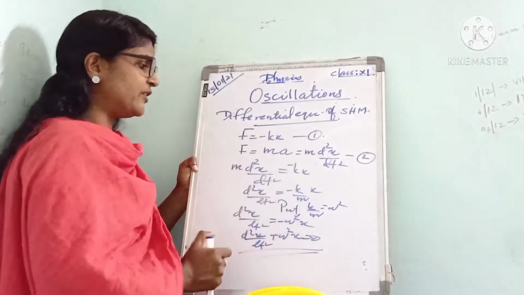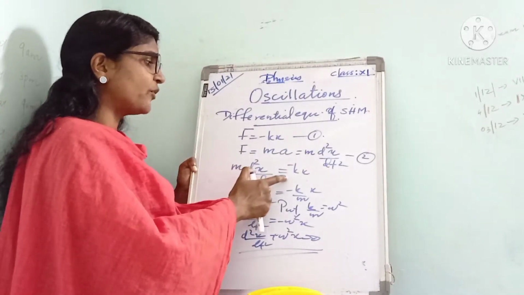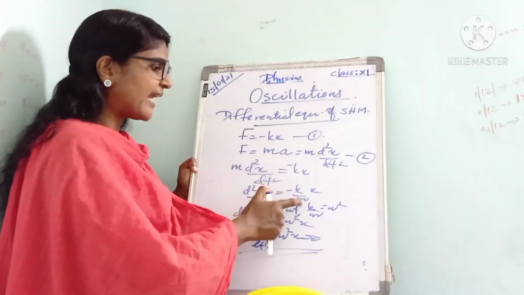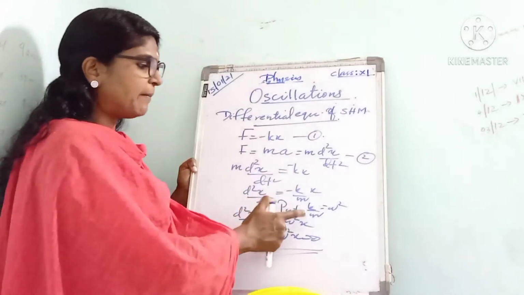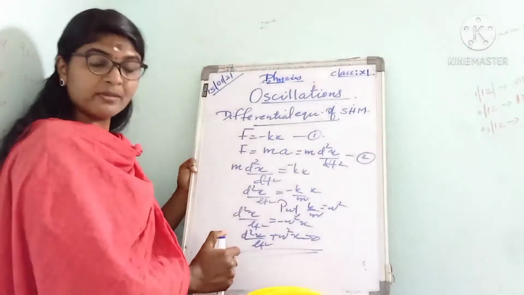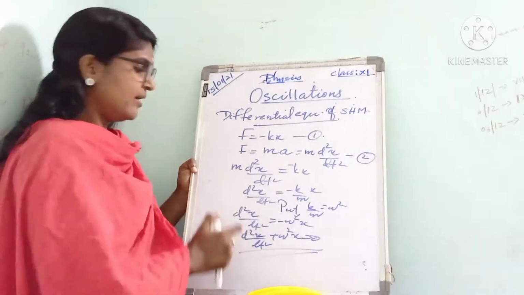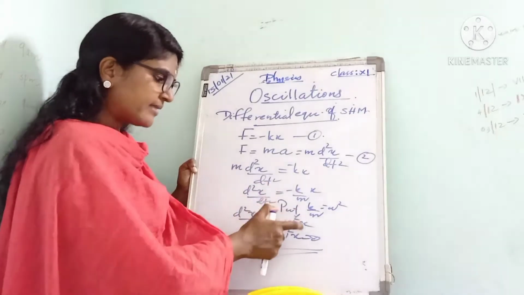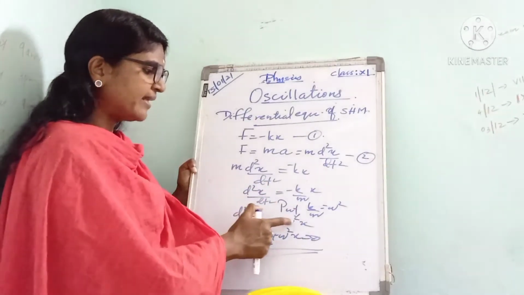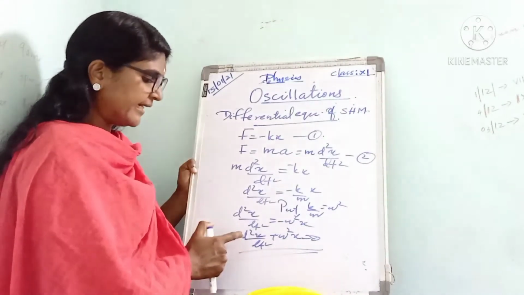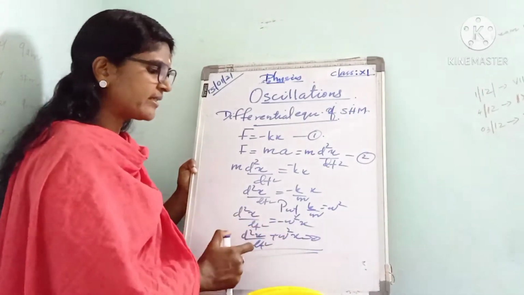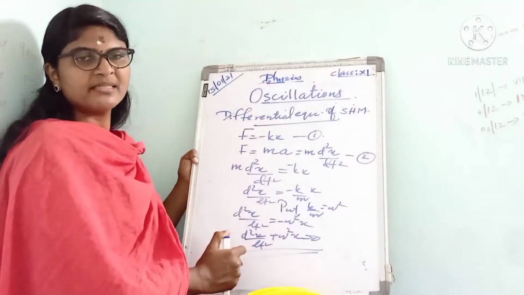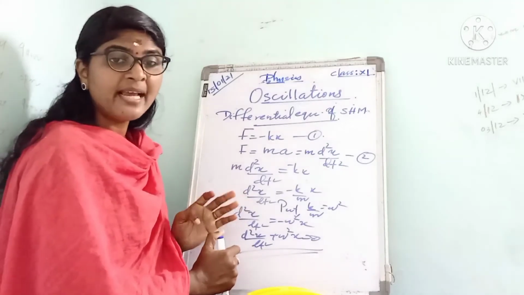Then we can compare 1 and 2. For that, m into d square x by dt square equal to minus kx, or d square x by dt square equal to minus k by m into x. Then put k by m equal to omega square. So d square x by dt square equal to minus omega square x, or d square x by dt square plus omega square x equal to 0. This is the differential equation for SHM.